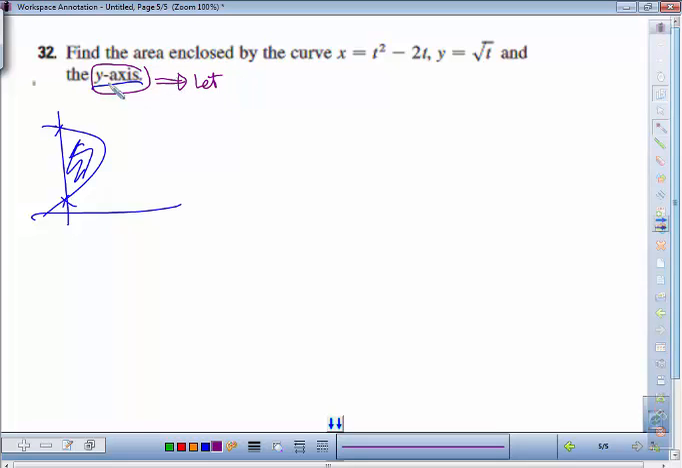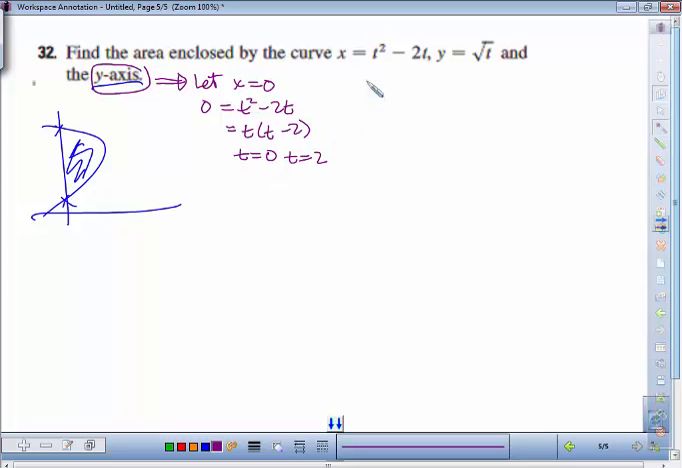All right, so for the y-axis, we're going to let x equal 0. Is that what you guys said? Let x equal 0. So we have 0 is equal to t squared minus 2t. Okay, it looks like it's going to work out. Factor out a t. And then I have t is equal to 0 and t is equal to 2. So when t is equal to 0, the x is equal to 0 and the y is something. When t is equal to 2, the x is equal to 0 and the y is something else. All right, let's figure out what those points are so I can draw my graph a little bit better.